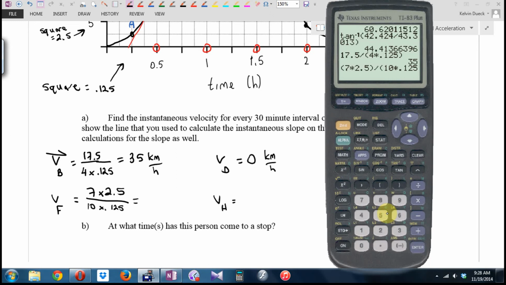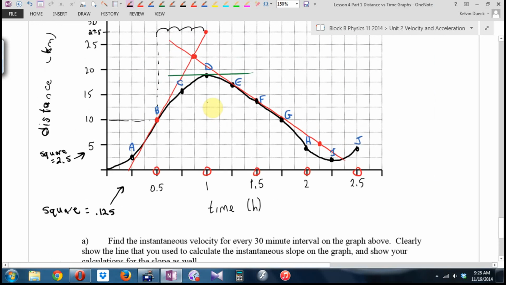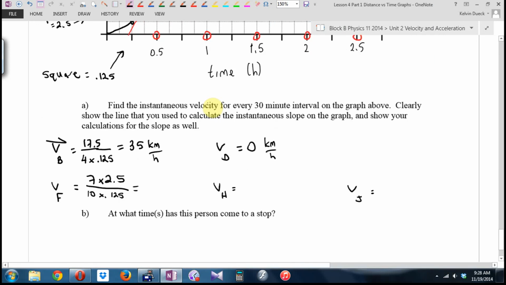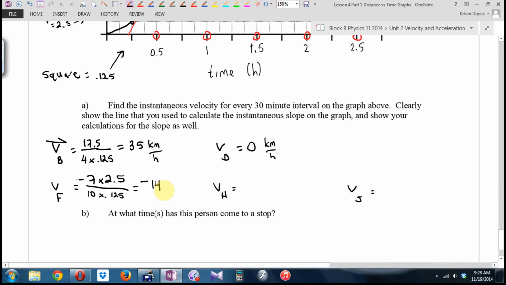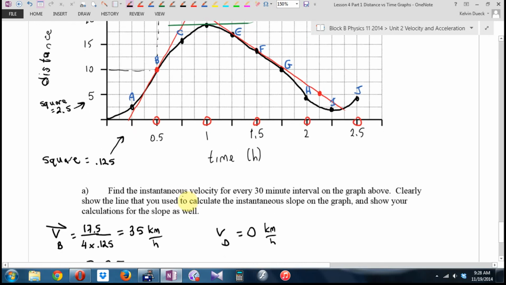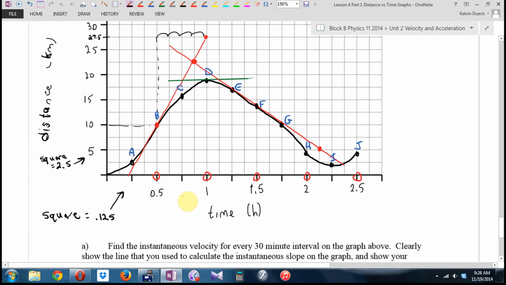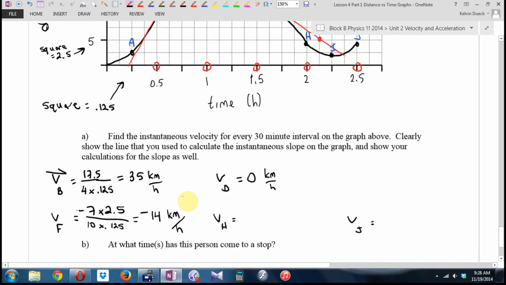Pick stuff that goes through the grid evenly. Don't pick stuff hanging in midair, right? Oh, and it's negative. Oh, holy smokes, mine worked out evenly. That's a fluke. For VF, I got -4, first of all, negative, right? And I got -14 kilometers per hour.